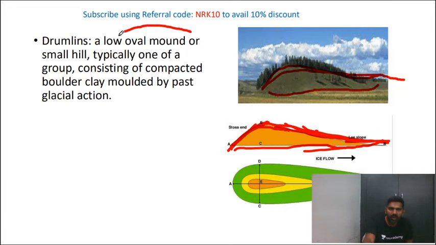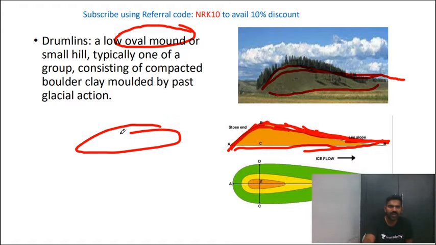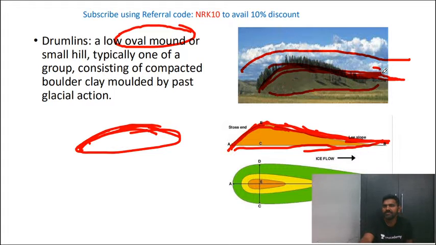A low oval mound. What is an oval shape? This is called an oval shape. So a mound is formed in an oval shape. A small hill, typically one of a group, consists of compacted boulder clay molded by past glacial action. When the mound is like this, it means the glacier has moved like this. If the glacier has moved like this, obviously it will deposit like this. It will deposit like this, and this is called a mound, and this is called a drumlin.